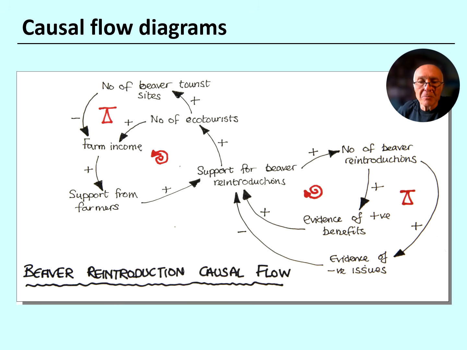And we can continue that by looking, for example, as the support for reintroductions goes up, the number of ecotourists will go up. That will increase farm income, that will increase support for farmers, a reinforcing loop. But also as the number of ecotourists goes up, the number of beaver tourist sites will go up, and that may lead to the market becoming saturated, so individual farm incomes will actually start to go down. So farmer support may go down. So again, a stabilizing loop, tempering the reinforcing loop, and what will happen depends on the relative strength of each.